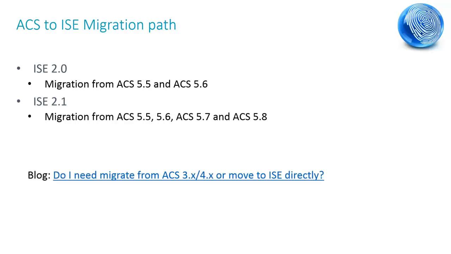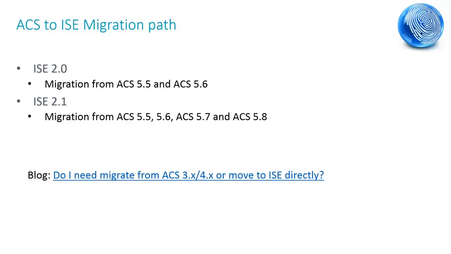Now, if you are using an older version of ACS, ACS 3X or 4X, I have a blog which is created in the community site, and you can go to the community site and type in ACS to ISE migration. You will see the page, and if you want to migrate ACS 3X and 4X, then please take a look at this blog. This will give you insight on whether you want to migrate or whether you want to do a clean install. Whether to upgrade, migrate, or to do a clean install is always a big question, especially if you are using an older version of ACS.